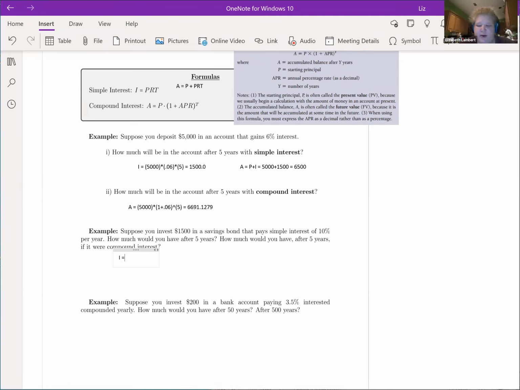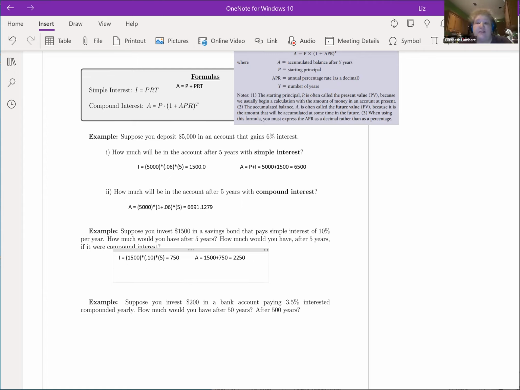So interest is, now it's 1,500. And then the rate is 10%, so that's 0.10, or we could just write 0.1. We don't need the trailing zero, technically. And then 5 years. So that's $750 in interest for 5 years. So the amount in the account will be the 1,500 plus the 750. 750 is half 1,500. Like that's a lot. So 2,250.